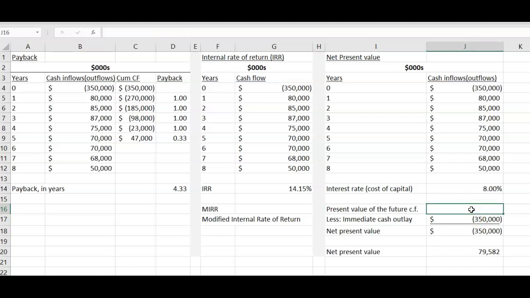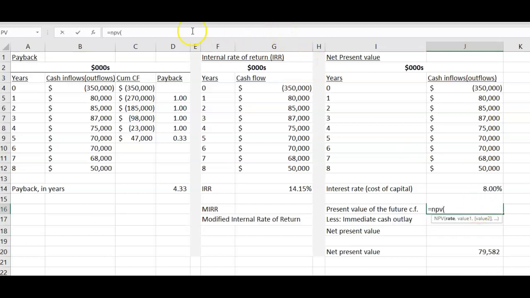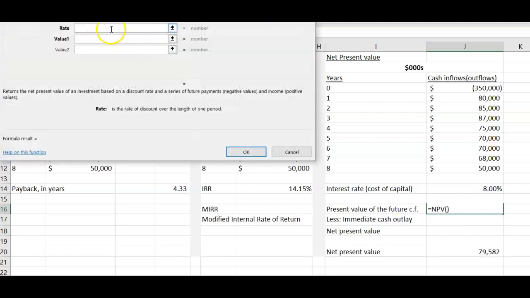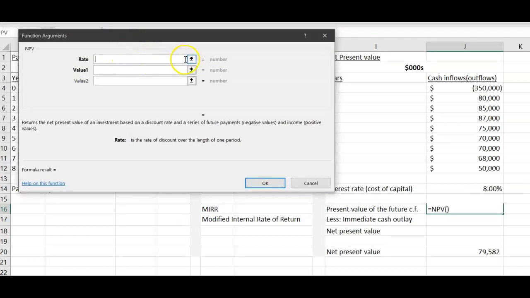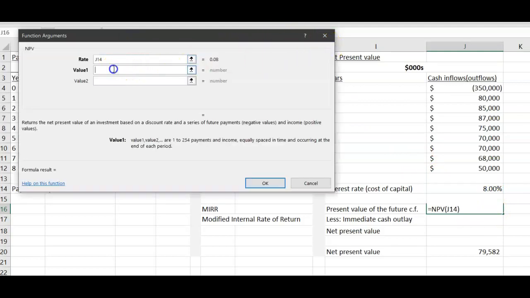So let me just start from scratch. In fact, I'm going to delete these. And we'll say equal NPV, left paren, call it up, insert function. Wants to know where the rate is. Let me put this on the screen so you can see it. Where's the rate? Well, the rate's given in that cell there. Okay, next it wants to know the values.